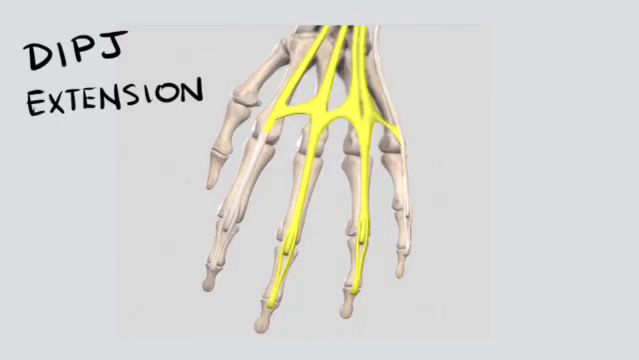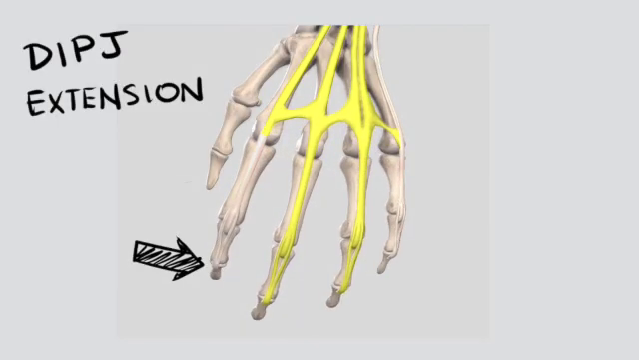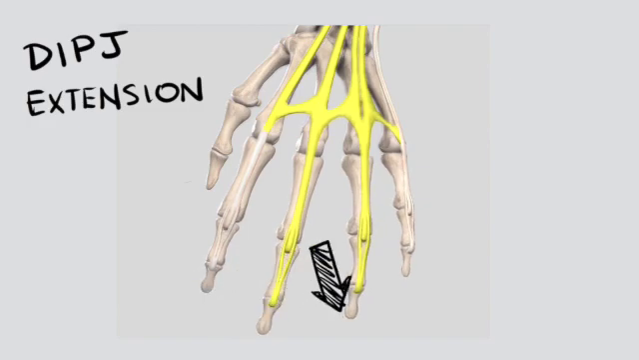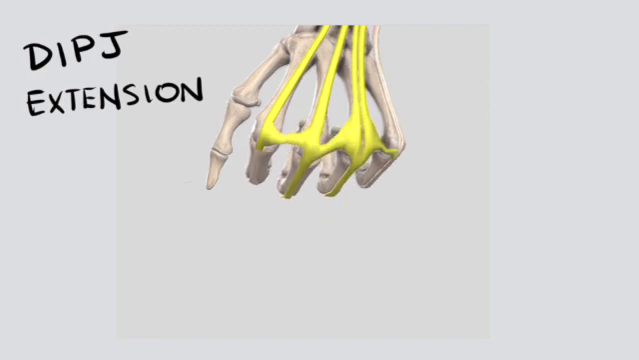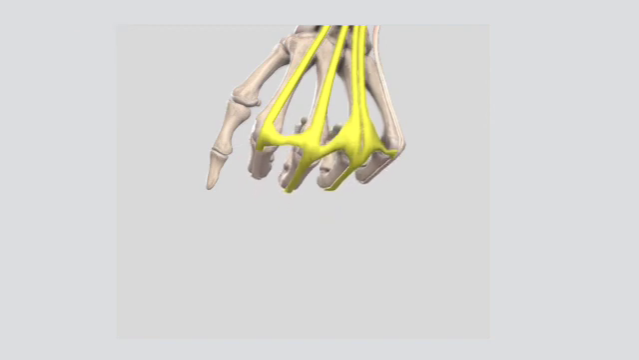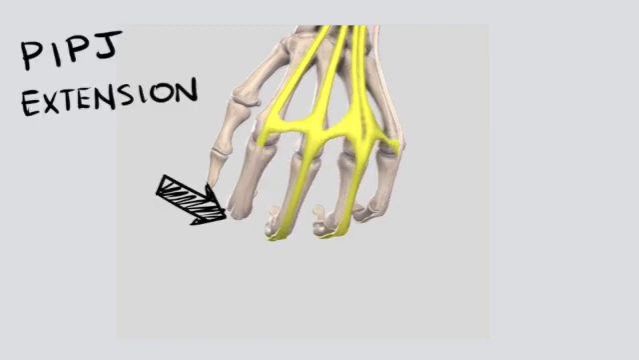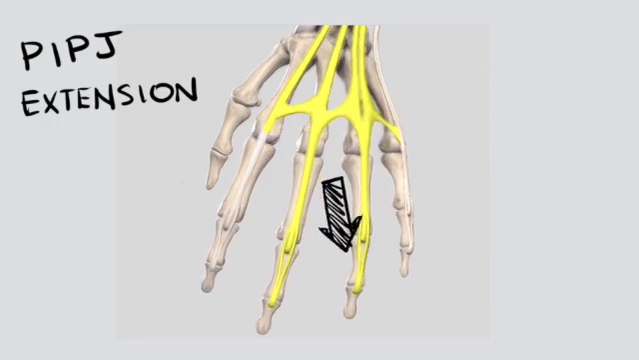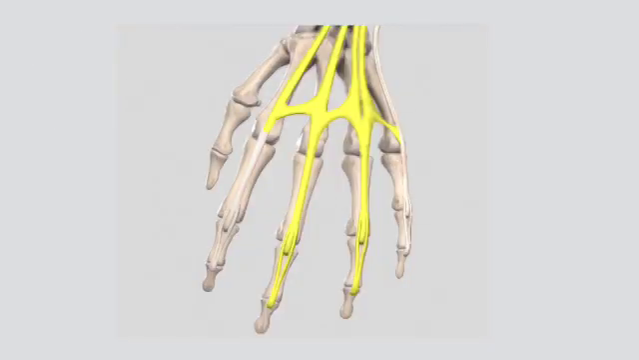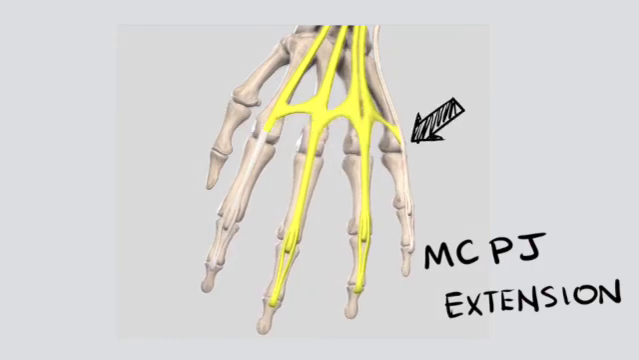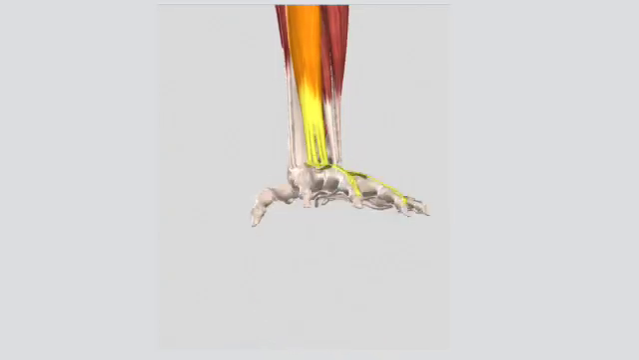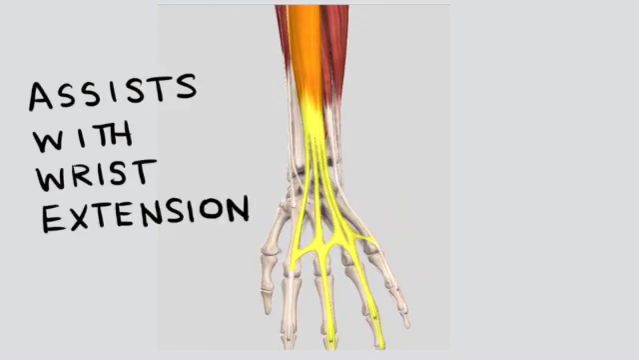Extensor digitorum is involved in multiple actions. It extends the distal phalanges at the distal interphalangeal joints of the index, middle, ring, and little fingers. It extends the middle phalanges at the proximal interphalangeal joints of the same fingers. And it extends the proximal phalanges at the metacarpophalangeal joints of the same fingers. It also assists in extension of the hand at the radiocarpal joint.